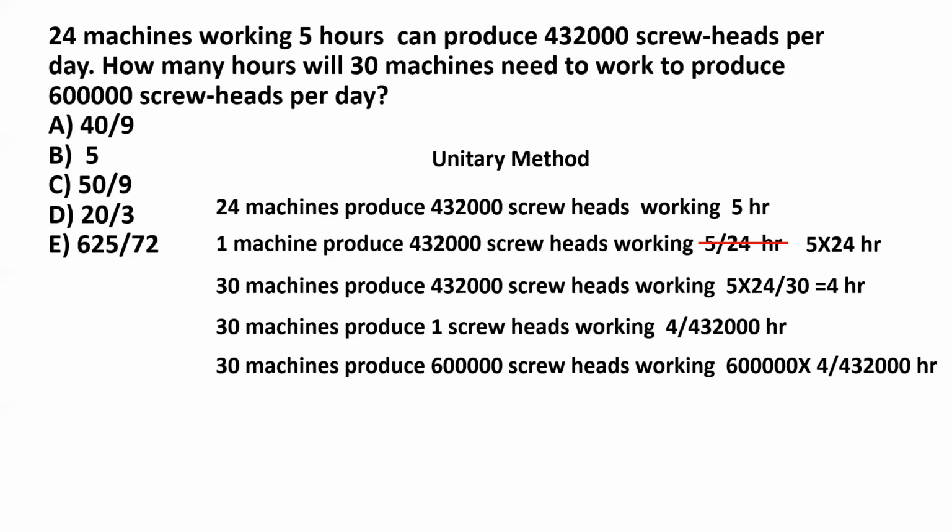So 30 machines produce 600,000 screw heads working. And since the number of screw heads have now increased, have now scaled up, number of hours should also increase. So that needs to be scaled up as well. So we multiply by 600,000. And then if we simplify this one, we basically get the same result, 50 by 9. So the correct choice will be option C, 50 by 9.